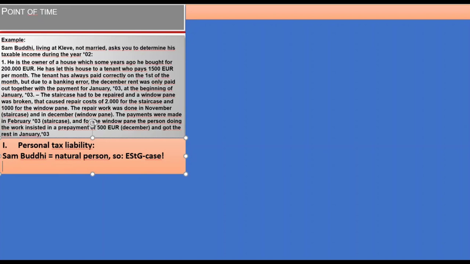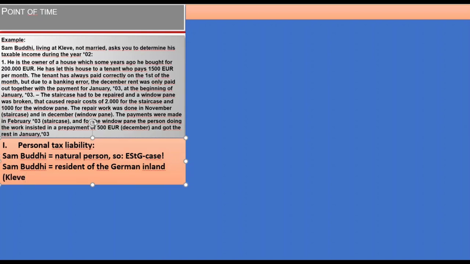Now, somebody is resident of the German inland, Kleve. So unlimited tax liability under 1.1 ESTG.